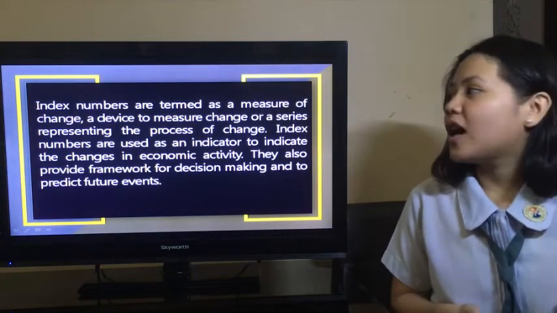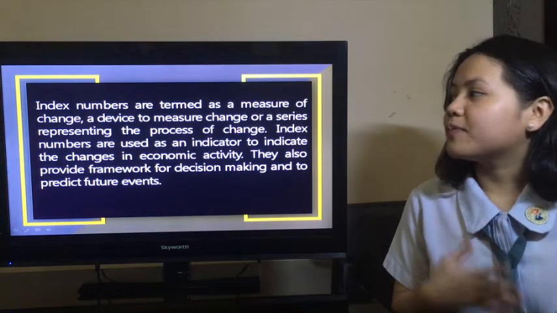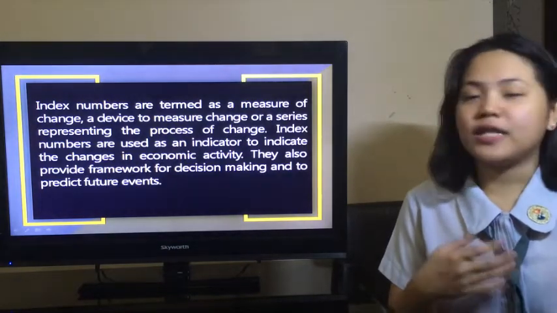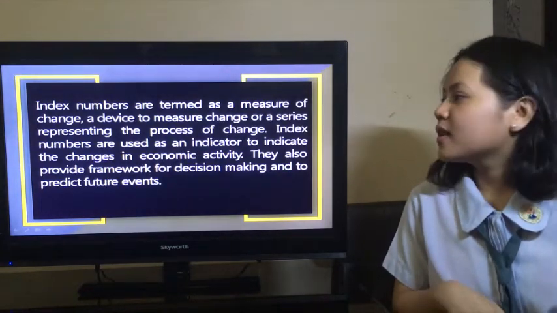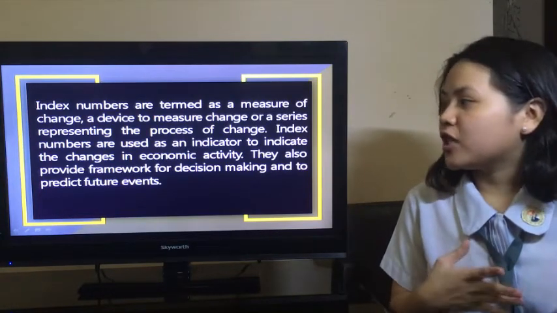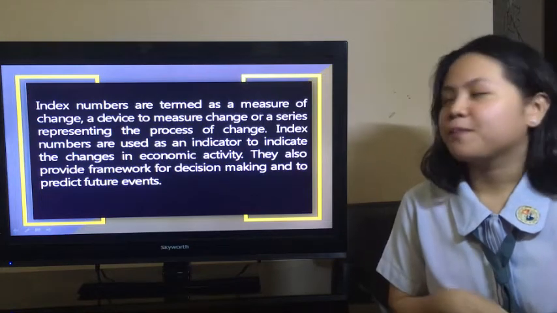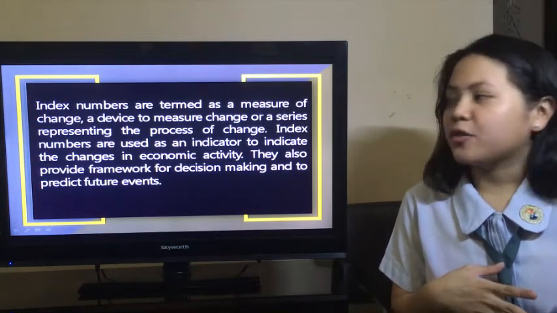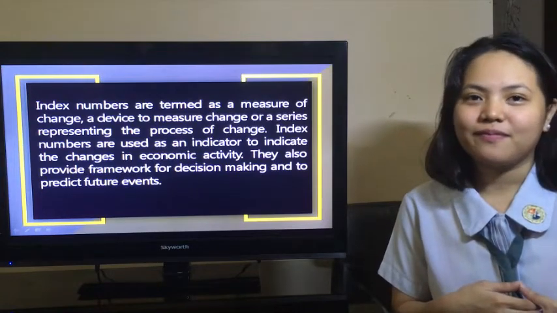Index numbers are termed as a measure of change, a device to measure change, or a series representing the process of change. Index numbers are used as an indicator to indicate the changes in economic activity. They also provide a framework for decision making and to predict future events.